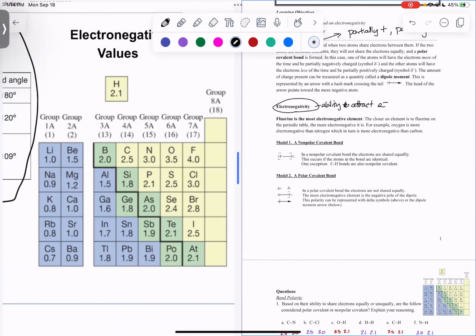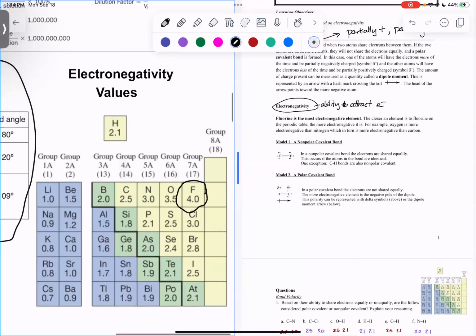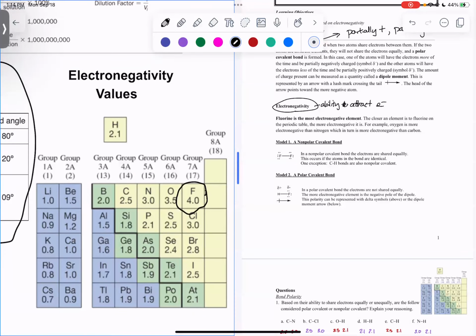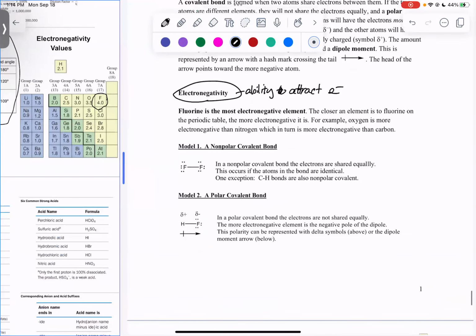And so if we go to our best friend, we have this fantastic little electronegativity value table. And fluorine right here is the most electronegative element. And I call this fluorine the floozy, because fluorine can attract electrons from any element. It will take electrons from anyone. So if you're just trying to think about that in terms of the periodic table, just keep in mind that fluorine is the most electronegative. It wants electrons the most. So the closer the element is to fluorine, the more electronegative it is.